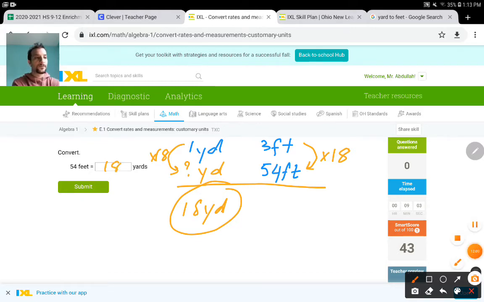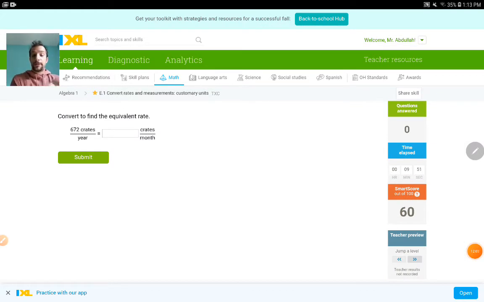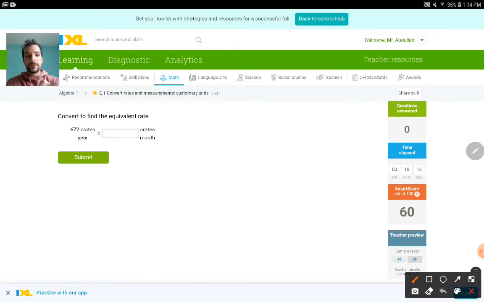Let's have another example. Now, the third level of this assignment requires us to use our brain a little more, because we need to use critical thinking skills to solve this sort of question. Now, convert to find the equivalent rate. So we have 672 crates per year, and we are trying to figure out how many crates we would have in a month. So the first step is to get rid of the same parts of the unit, such as this right here, and then that right here.